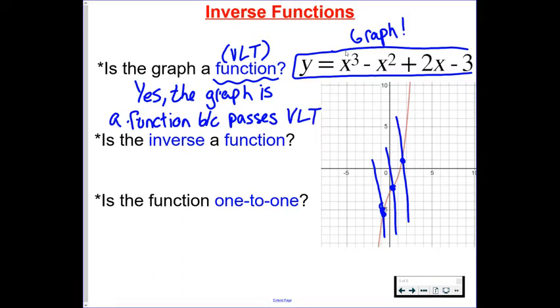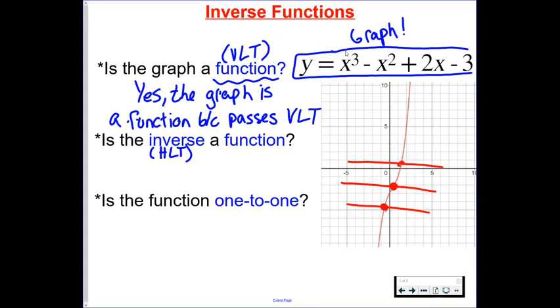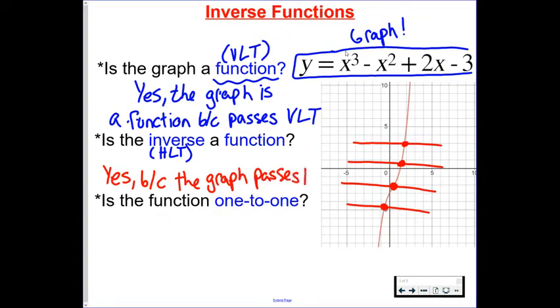Now, is the inverse a function? Remember, in order for the inverse to be a function, the graph has to pass the horizontal line test. So as we look at our graph, and I draw horizontal lines through the function, like this, does it cross once or twice? Crosses just once. So yes, the inverse is a function because the graph passes the horizontal line test.